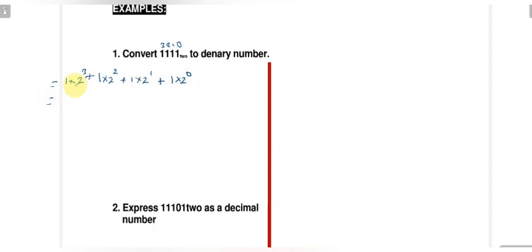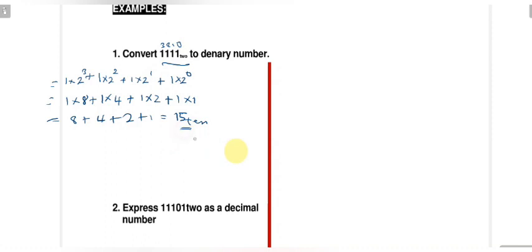So that will be equal to 1 times 2 raised to power 3 is 8, plus 1 times 2 raised to power 2 is 4, plus 1 times 2 raised to power 1 is 2, plus 1 times 2 raised to power 0 is 1. Remember that anything raised to power 0 is always 1. So this gives us 1 times 8, that's 8, plus 4, plus 2, plus 1. That will be equal to 8 plus 4, that's 12, plus 2, 14, plus 1, that's 15 base 10. Therefore, 1111 base 2 is equal to 15 base 10.